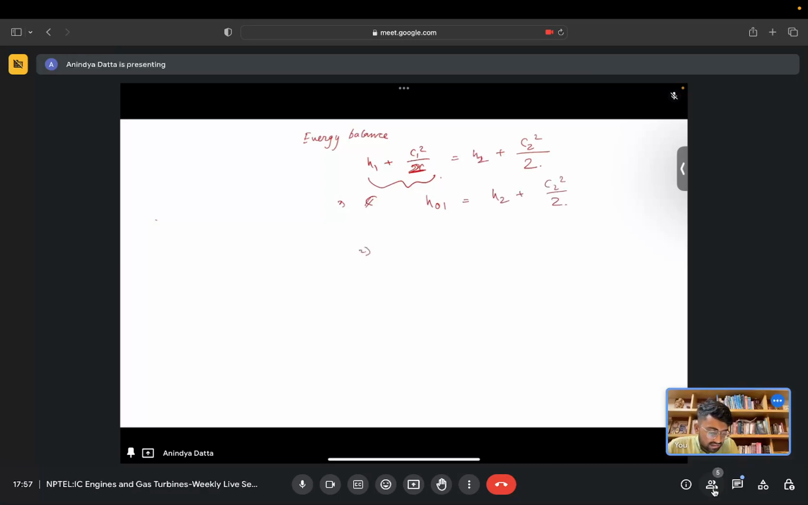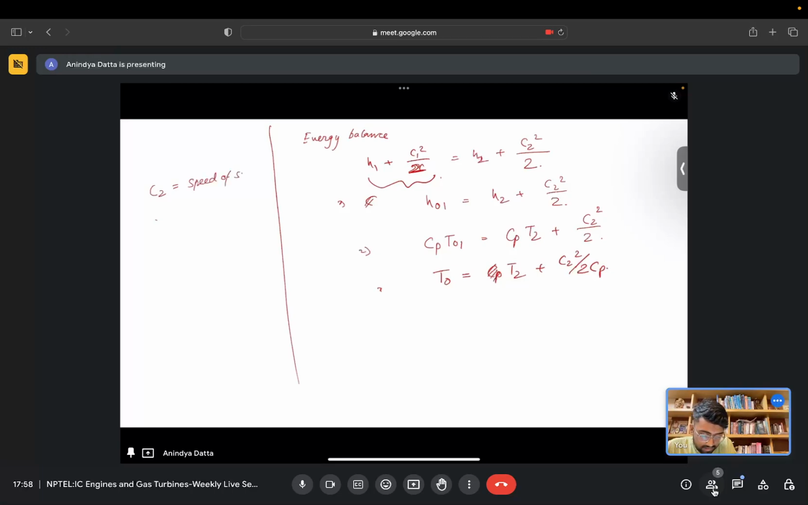Now H01 is Cp T01, H2 is Cp T2, and this is C2 square by 2, velocity. Now I divide both sides by Cp, and T01 is what I wrote as T0, the stagnation temperature, so this is T0 equals T2 plus C2 square by 2 Cp, right? Now what is given is that the exit condition is sonic, which means C2 is equal to the speed of sound, because Mach number is 1, so the velocity at the exit of the nozzle is sonic.